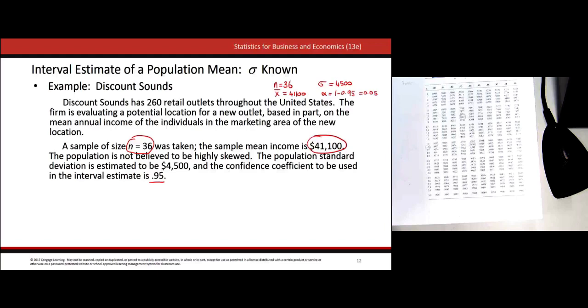Now how do we obtain the confidence interval, which is x bar plus or minus z alpha over 2 times sigma x bar, which is sigma over square root of n. X bar is 41,100. Alpha over 2 is 0.025. This is 1.96, like we discussed here.